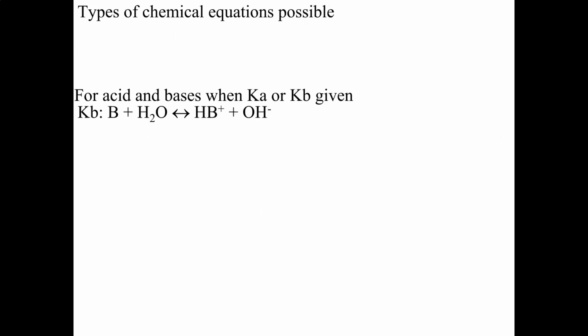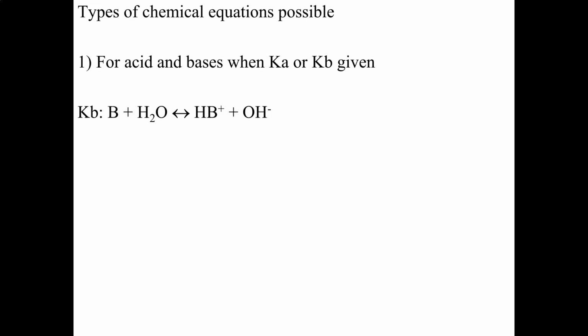All right, so types of chemical equations possible. Type 1 for acids and bases when Ka and Kb are given. This is your generic approach. So either you're given a Kb question or a Ka question. These are your only two choices when you have a question that gives you just an acid or a base. There's no buffering, there's no neutralization, nothing cute going on. They just say, okay, you have this acid initially, what's the pH, what's the Ka, whatever it is. When there's no reaction outside of a simple reaction with H2O, this is what you use. This is the easiest, but it's not the most common.